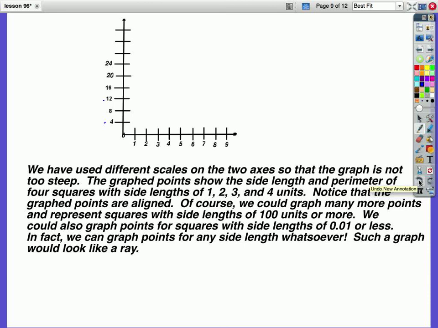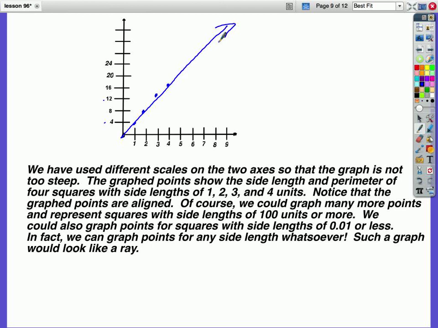The graph points show the side lengths and perimeter of 4 squares with side lengths of 1, 2, 3, and 4 units. Notice that the graph points are aligned. So I'll regraph these just so you can see. Okay, they come out in a line.